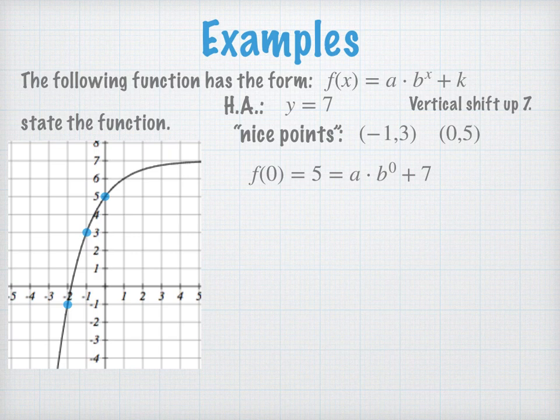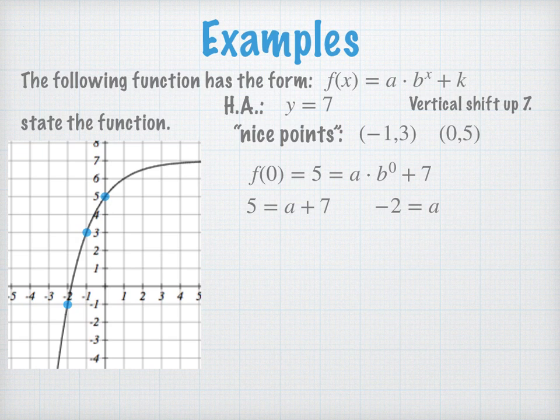So, plugging in our y-intercept, 0, 5. If we plug in 0 for x, we know our equation should equal 5. So we have 5 equals a times b raised to the 0 plus 7, which really means that we have 5 equaling a plus 7, so a should equal negative 2.